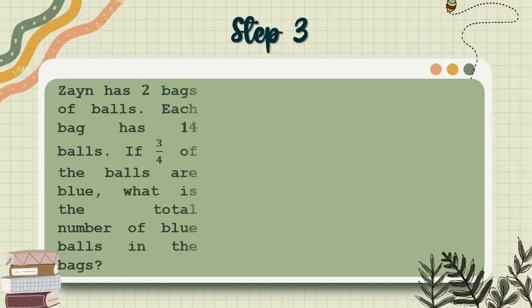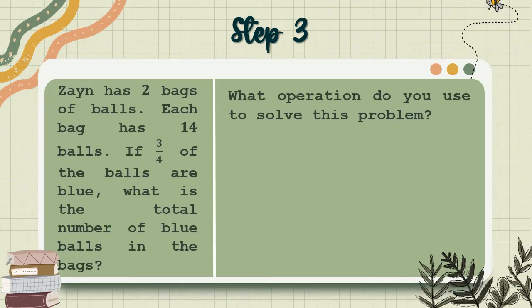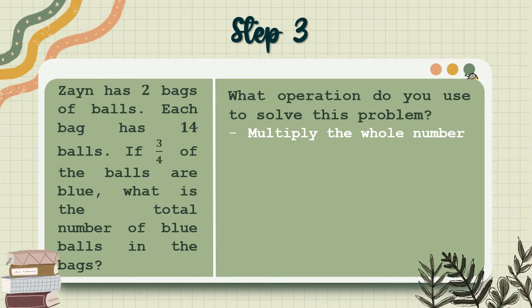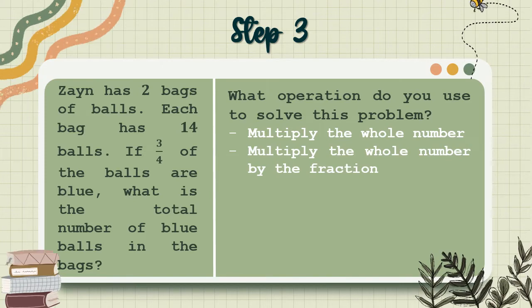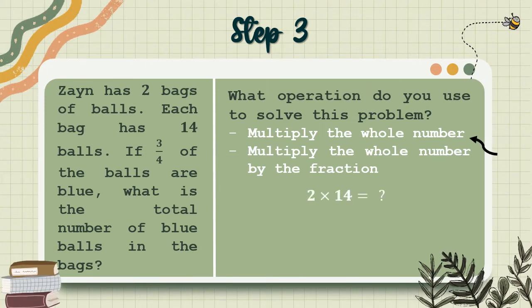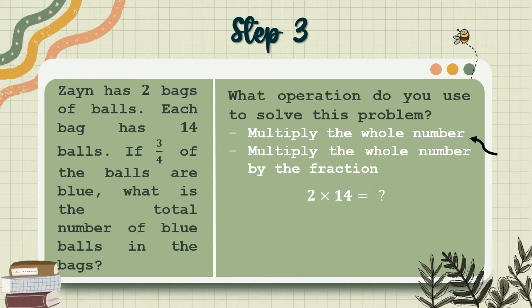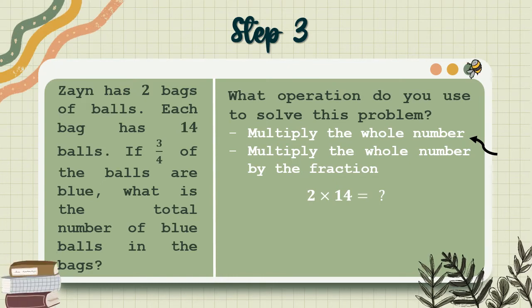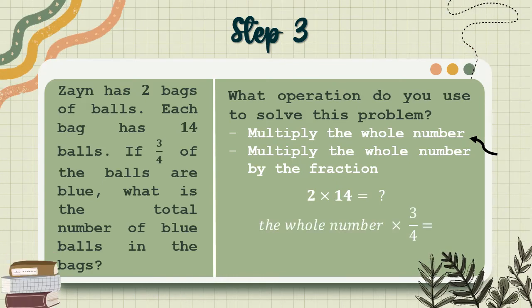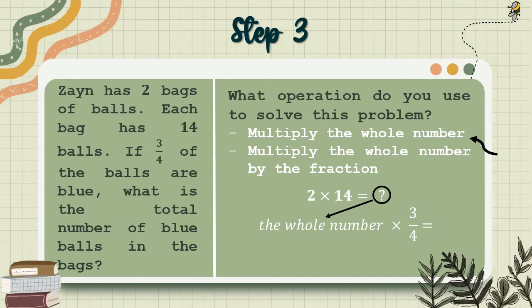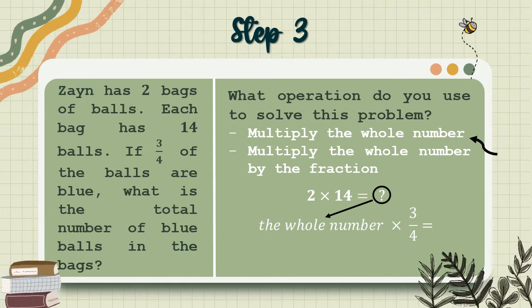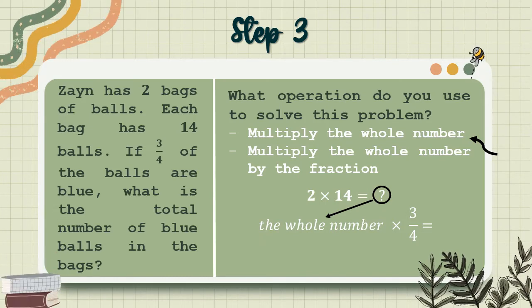Next, step 3. What operation are we going to do to solve this problem? First, we have a couple of steps here. We're going to multiply all the whole numbers together, and then multiply whatever we get in step 1 by the fraction. So we're going to do 2 times 14 first, and then whatever number we get is going to be our whole number when we multiply by 3 quarters.